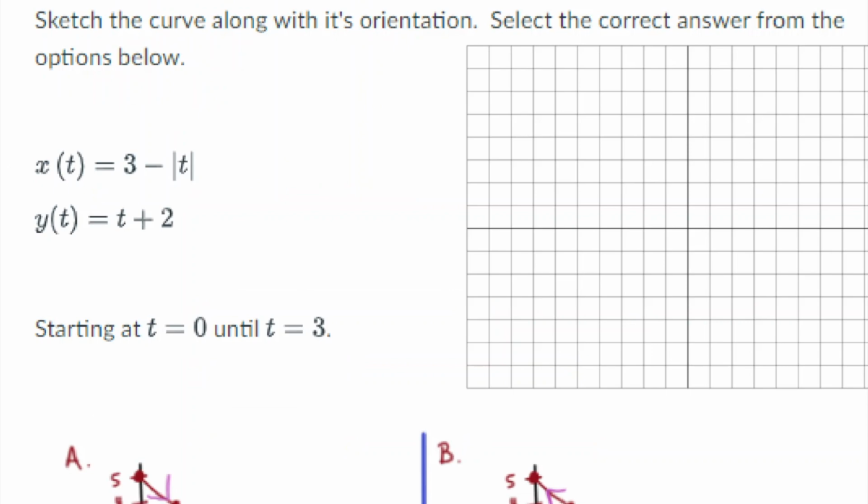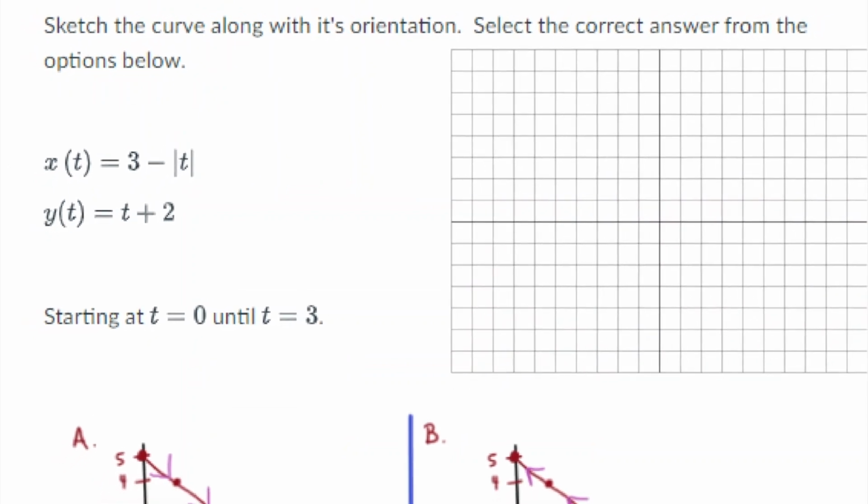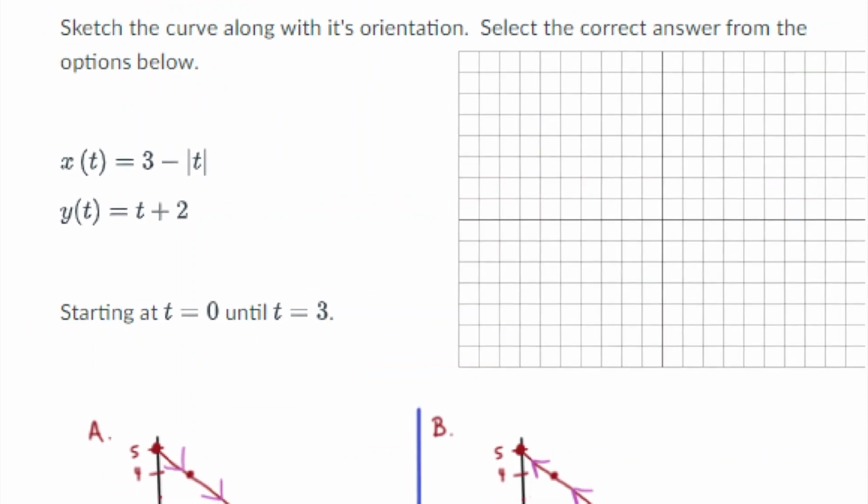So next up, we're asked to sketch the curve along with its orientation for this parametric equation and then select the correct answer starting from t equals 0 to t equals 3. Before I look at the answer choices, I'm always going to sketch this on my own, and then I'll check which answer lines up with mine.